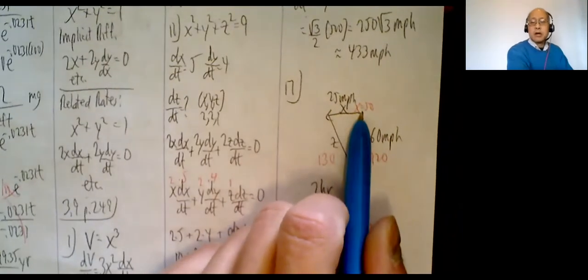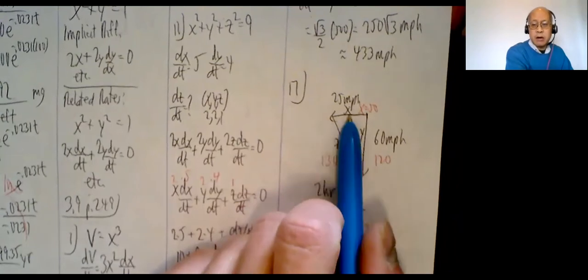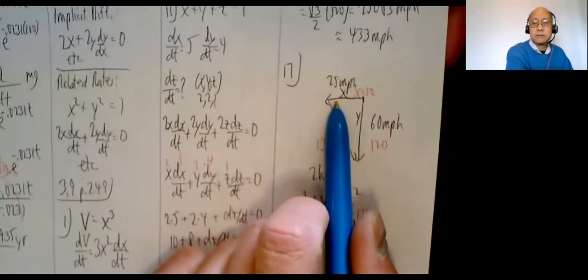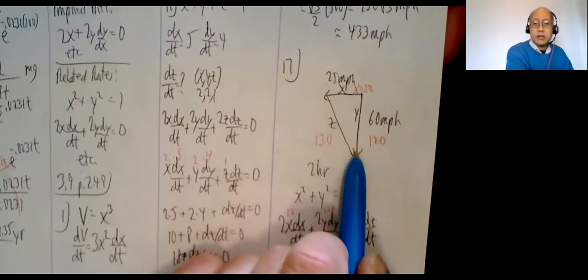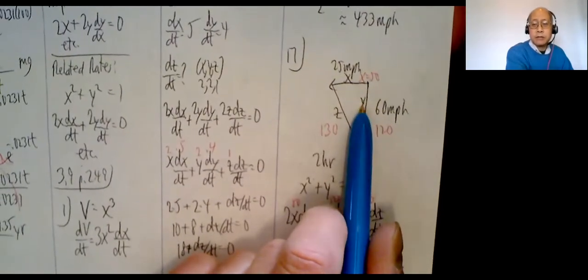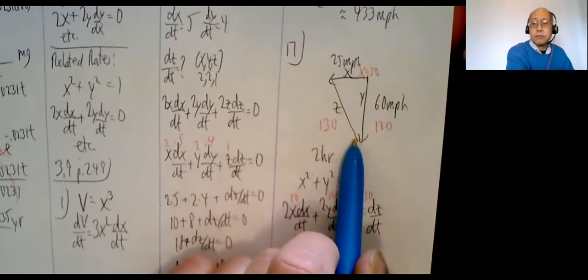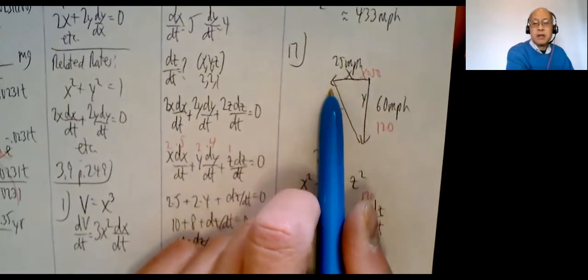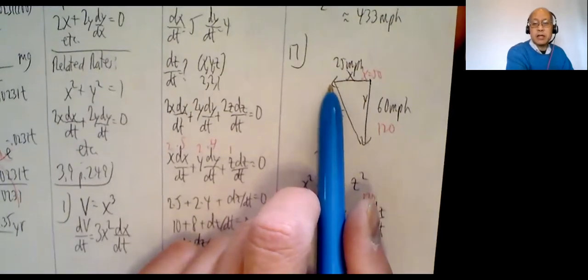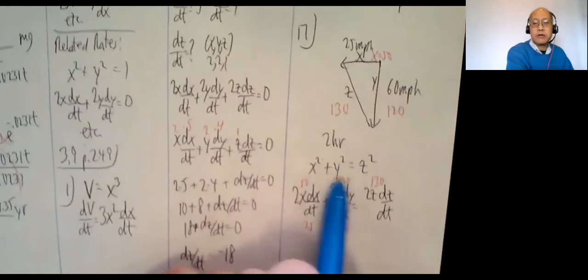All right, so two cars start together. One's going west, 25 miles an hour. I'll call that X. This one's going south, 60 miles an hour. Call it Y. And I decided to call that Z. There's a very obvious Pythagorean relation. X squared plus Y squared equals Z squared.